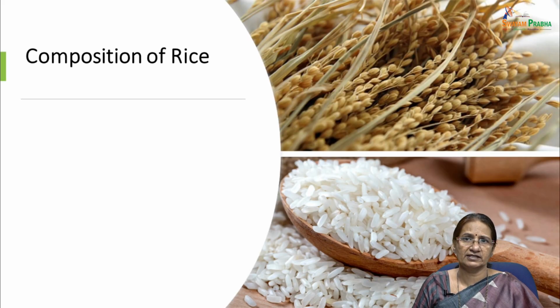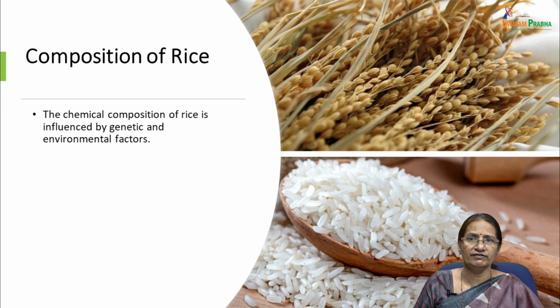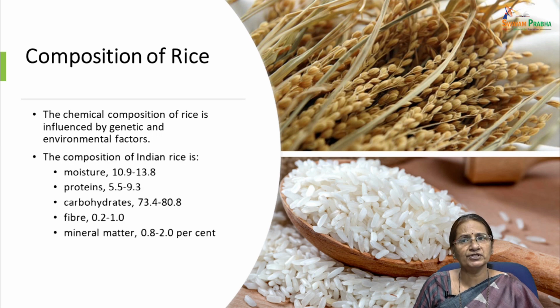Now, composition of rice. The chemical composition of rice is influenced to some extent by genetic and environmental factors. The composition of Indian rice is moisture 10.9 to 13.8%, proteins 5.5 to 9.3%, carbohydrates 73.4 to 80.8%, fibers 0.2 to 1%, mineral matters 0.8 to 2.0%.